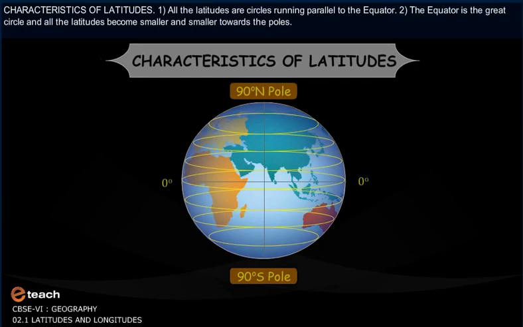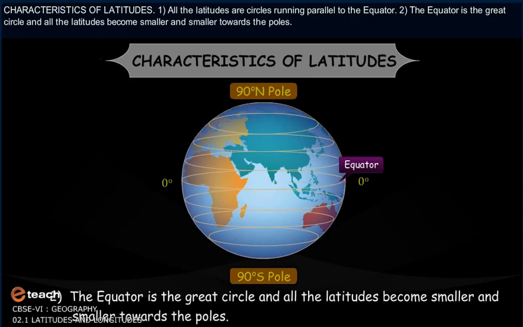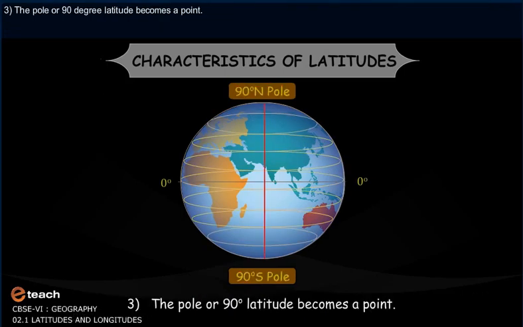Characteristics of latitudes. All the latitudes are circles running parallel to the equator. The equator is the great circle and all the latitudes become smaller and smaller towards the poles. The pole or 90-degree latitude becomes a point.